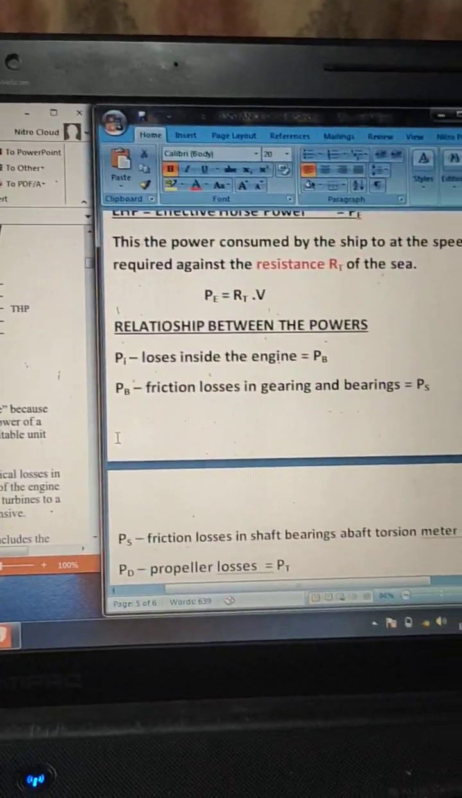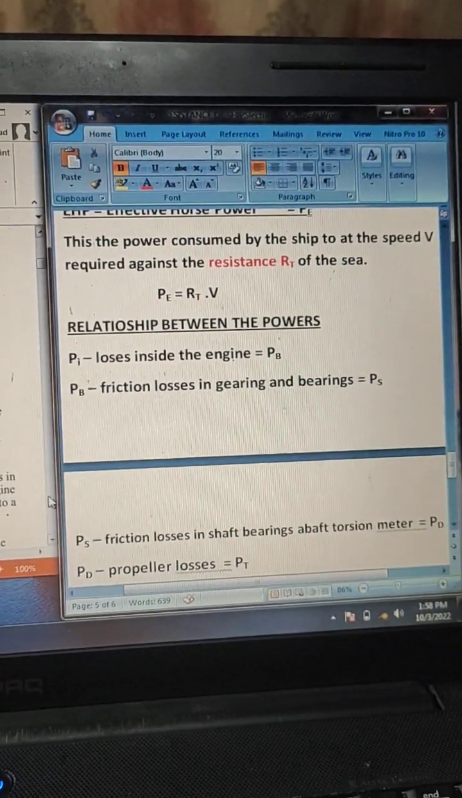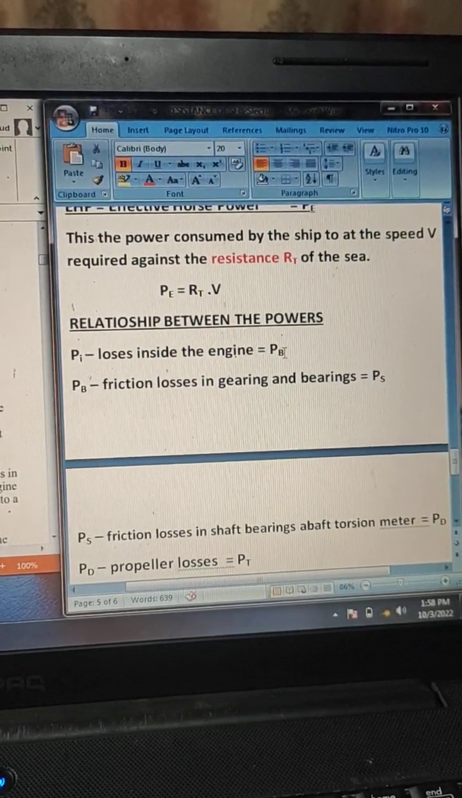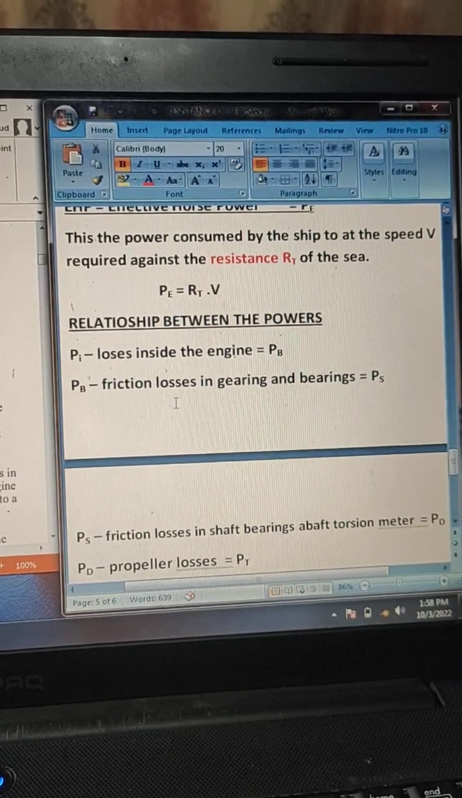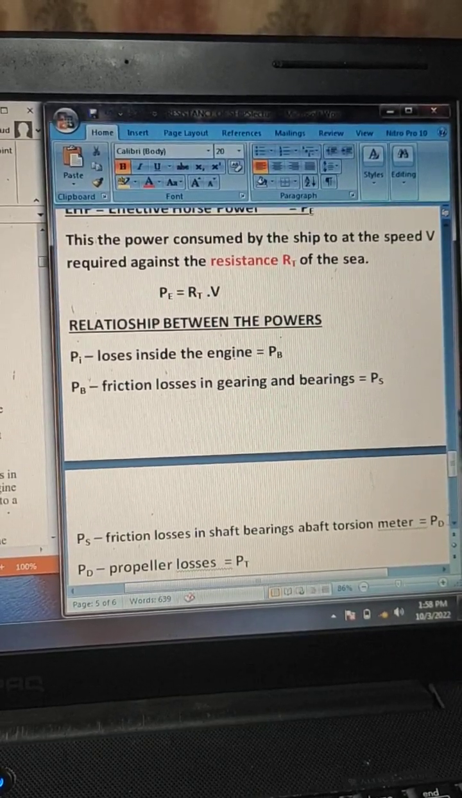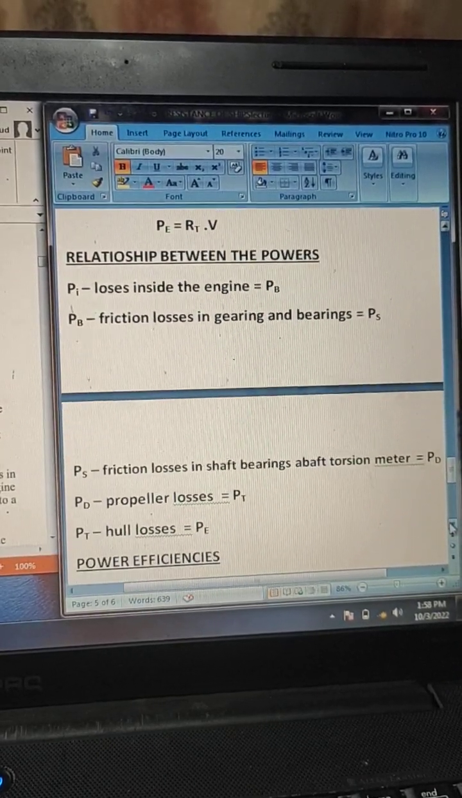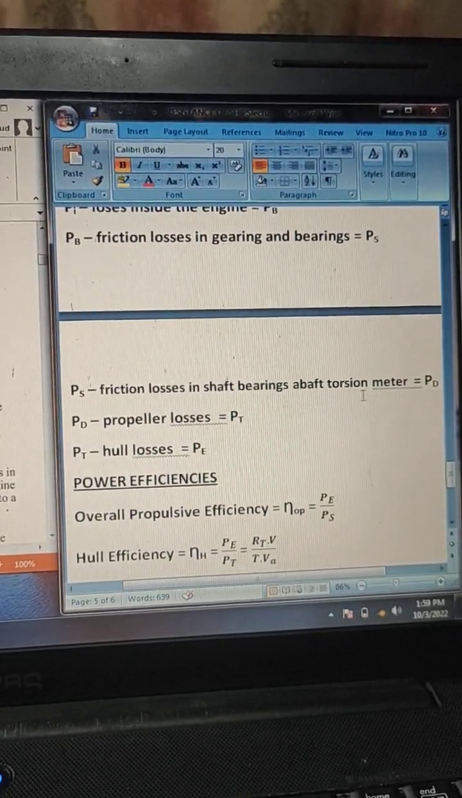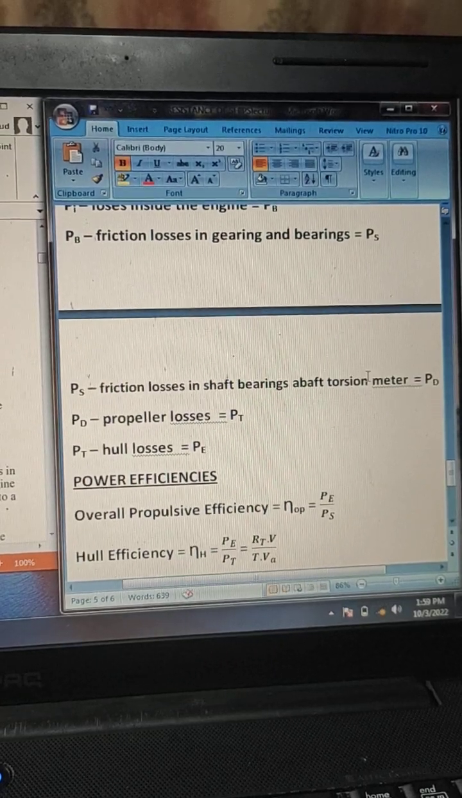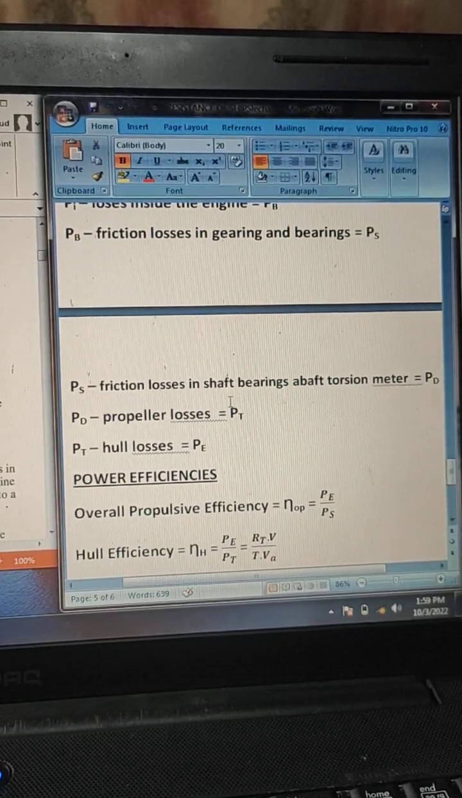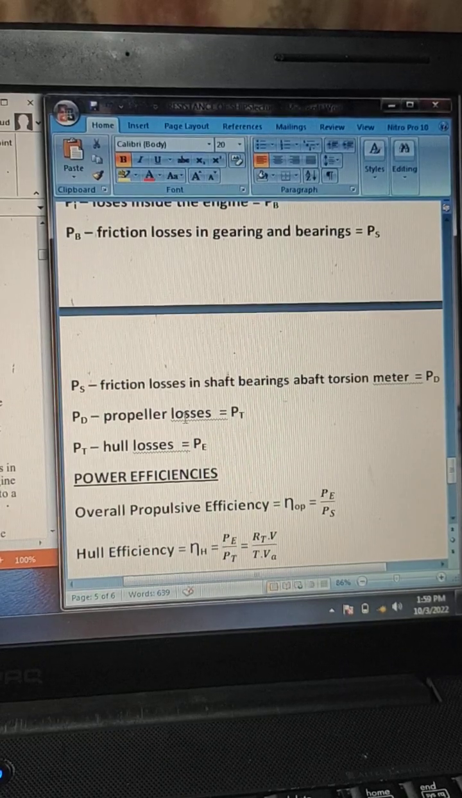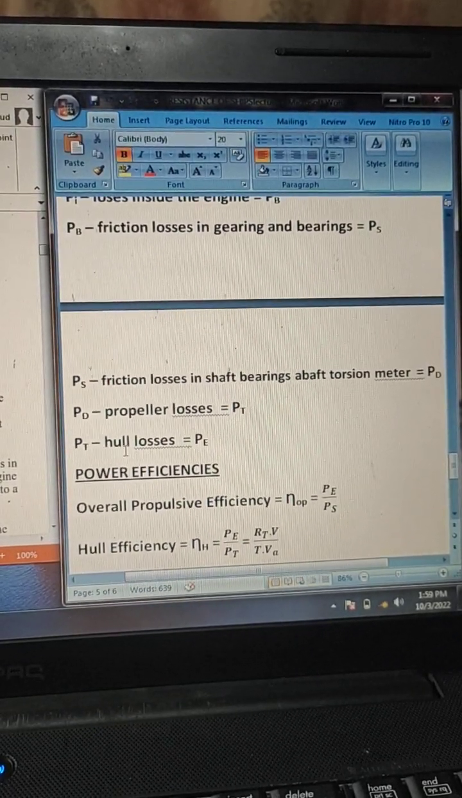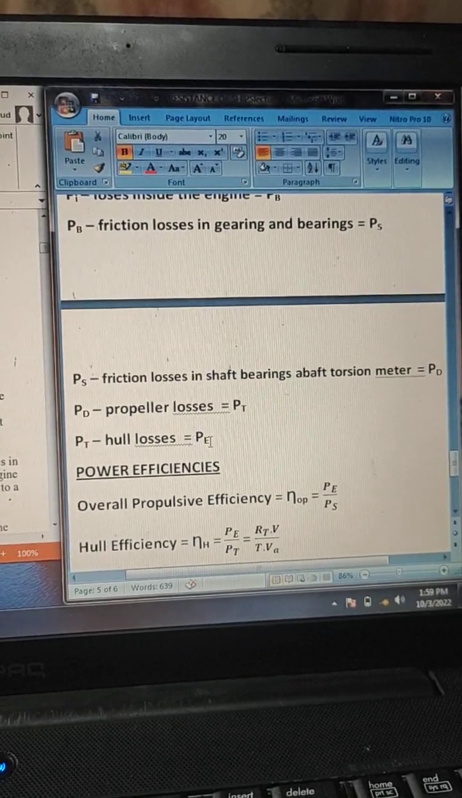So looking at the text again, you can see it. Indicated horsepower minus losses inside the engine gives you brake horsepower. Brake horsepower minus losses in the gearings, in the gearbox, and the bearings in the gearbox gives you the shaft horsepower. Shaft horsepower minus losses in the bearings after the tensiometer will give you the delivered horsepower. The delivered horsepower minus the propeller losses will give you the thrust horsepower. The thrust horsepower minus the hull losses will give you the PA.